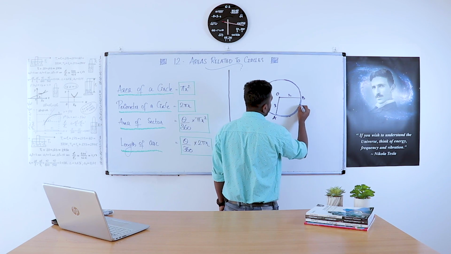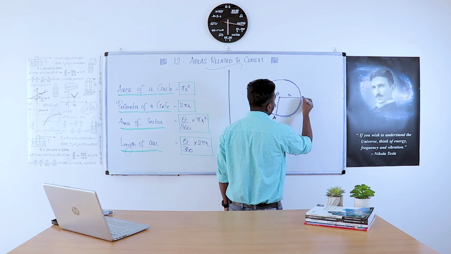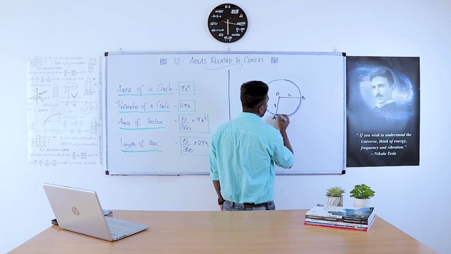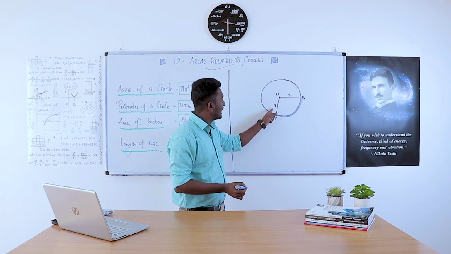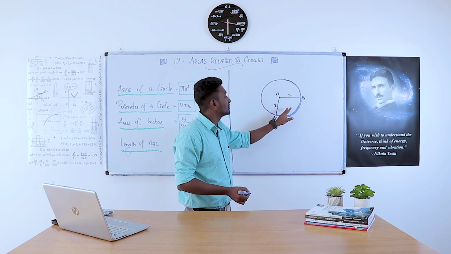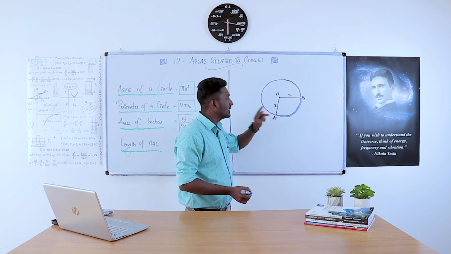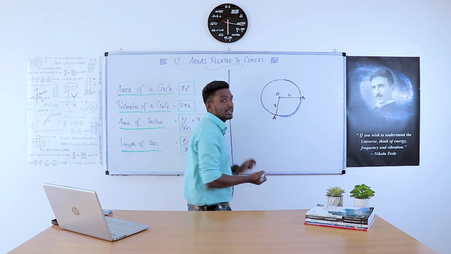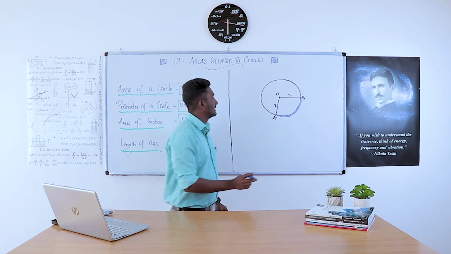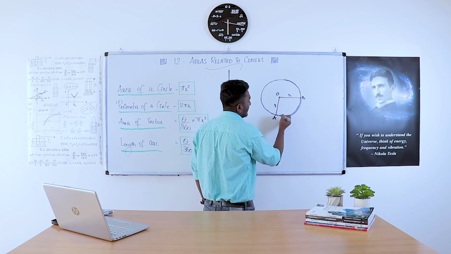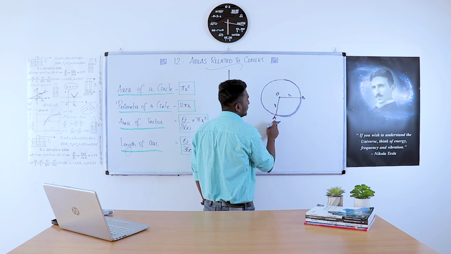This is an arc AB. I am darkening this portion. These two, OA and OB, are radii of the circle. A and B are the points where the radii meet the arc. So two radii and an arc form a portion OAB.